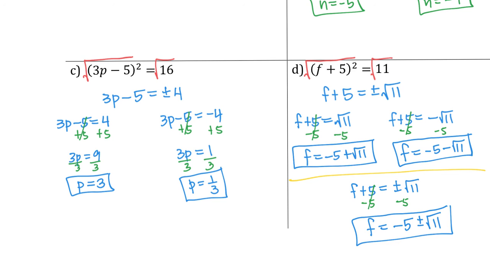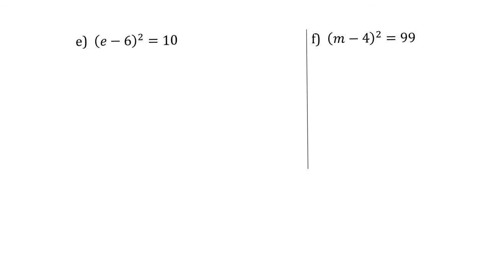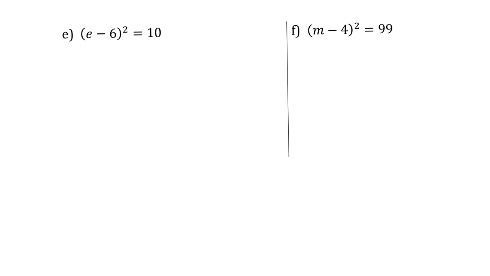Okay, and if you look at this answer, this is the same as this and this because -5 plus square root 11 matches this answer. -5 minus square root 11 matches this answer. So whichever way is better for you is the way you're going to do it. Okay, let's do 2 more because the irrational part is a little strange.